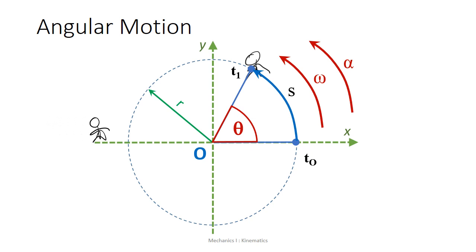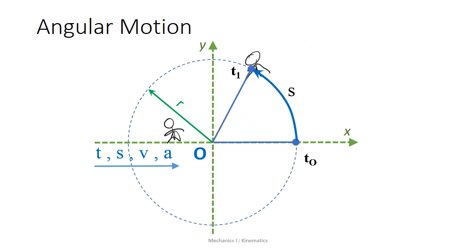Let's refresh what we learned in the linear kinematics. In the linear kinematics, we learned and were introduced to these four kinematics parameters: time, displacement, velocity, and acceleration. So for angular kinematics, these are the four parameters or quantities that we will use in this topic: time, angular displacement, angular velocity, and angular acceleration.